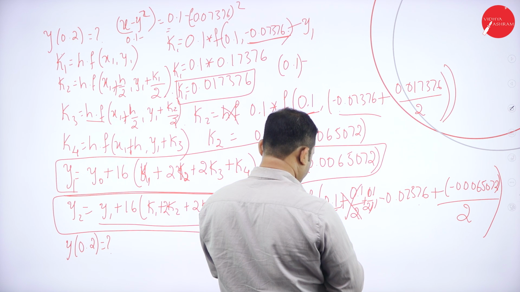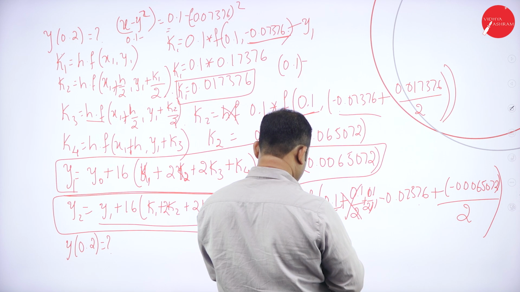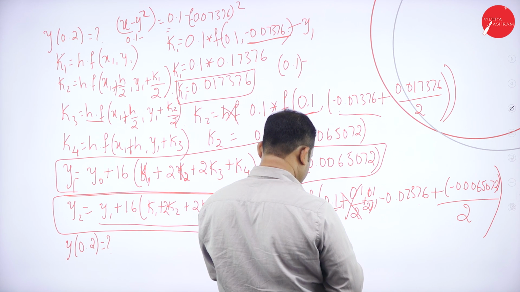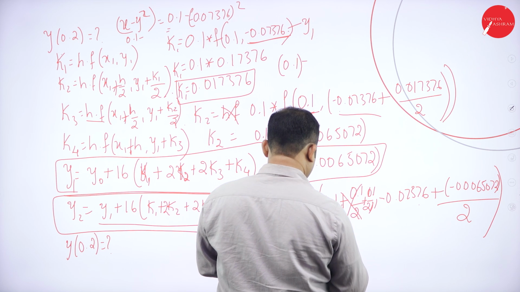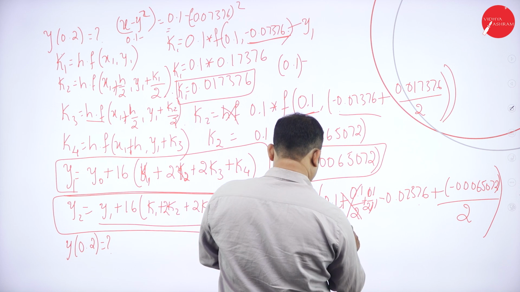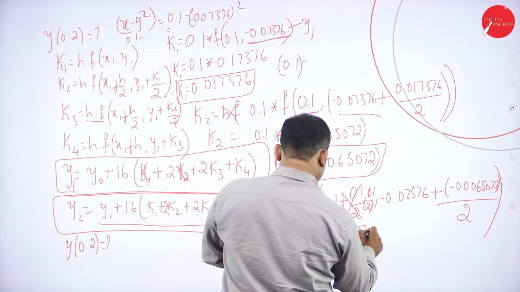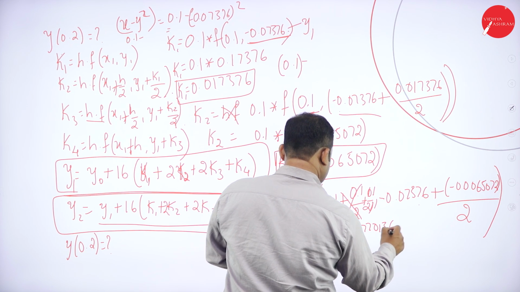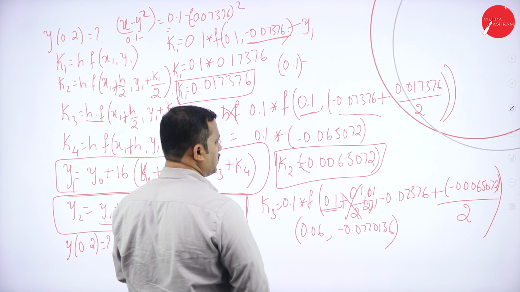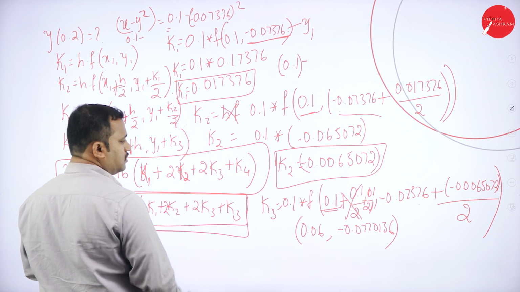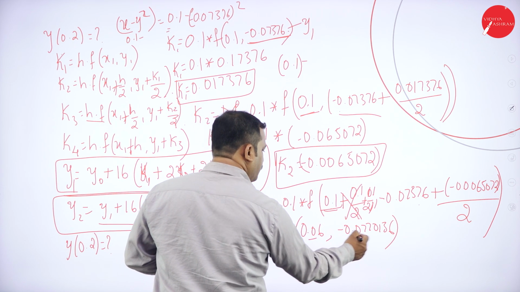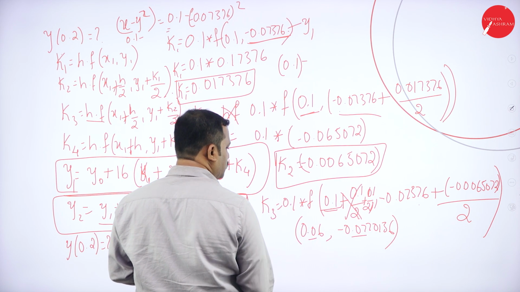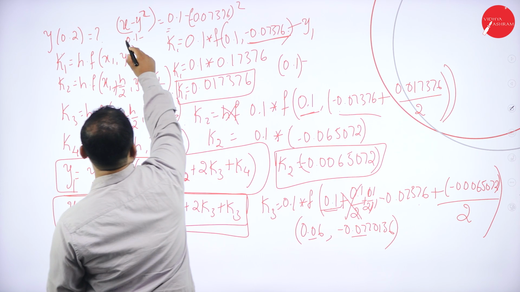Minus 0.0065072 divided by 2 minus term minus 0.07376, that is equal to minus 0.0770136. This is the value I am getting now. This is the value of x1 and y1 now. This has to be substituted into this equation.